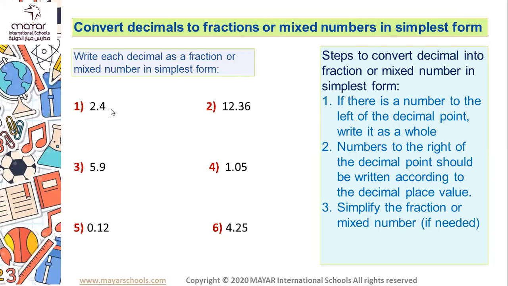Lina Sophie, you are raising your hand. Can you do number one? Yes, do it. 2 and 4 out of 10. Is it simplest form, Lena? Yes. 2 and 4 out of 10 is simplest form? No, Lena, because we can divide both of them by 2.